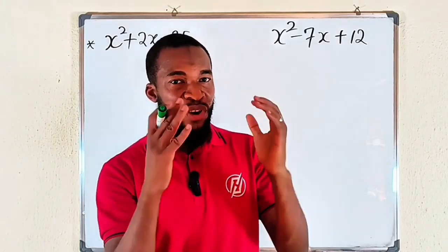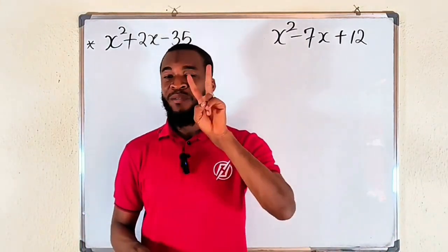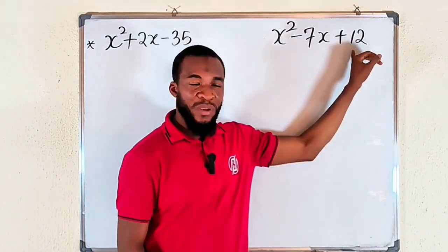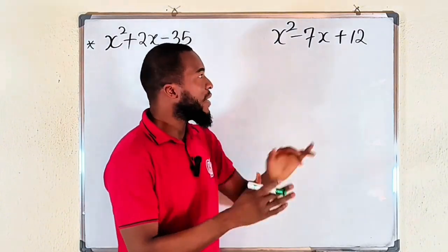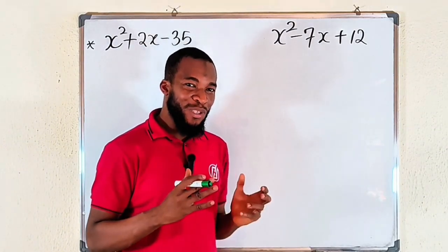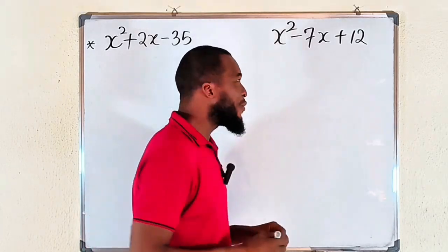Whenever we wish to factorize quadratic expressions, normally we used to think of two numbers which, when we multiply them together, we get the constant term. And the moment we add those two numbers together, we get the coefficient of x. Are you one of those that find it so difficult to come up with those two numbers? Let me show you how you can do that.